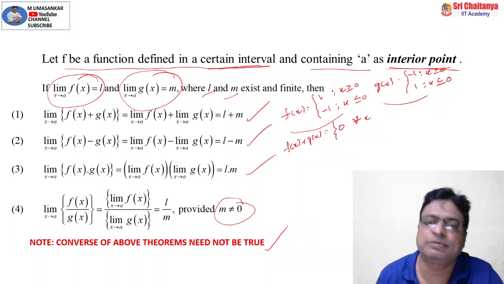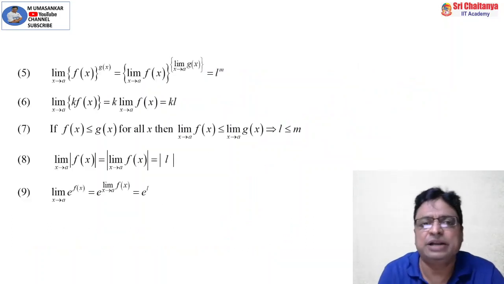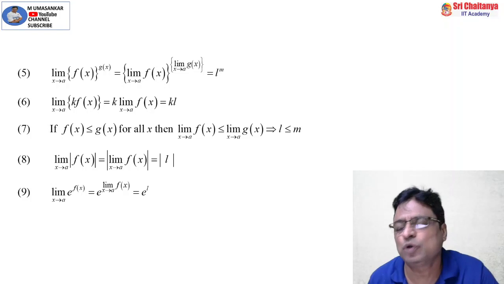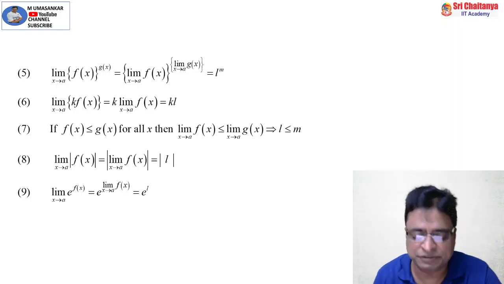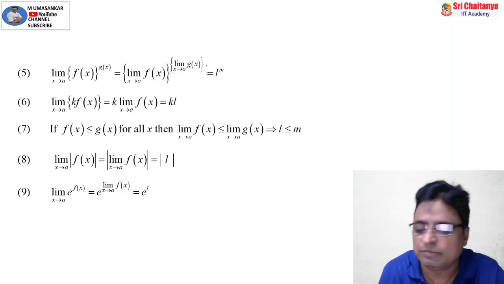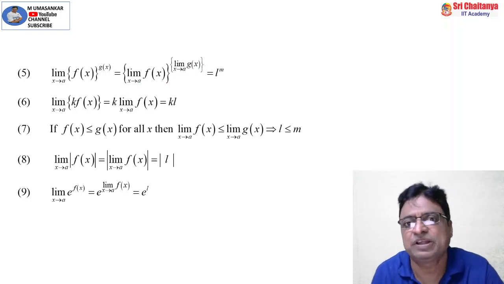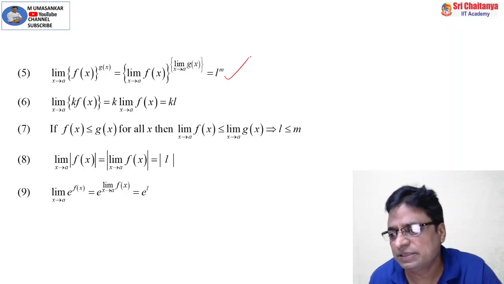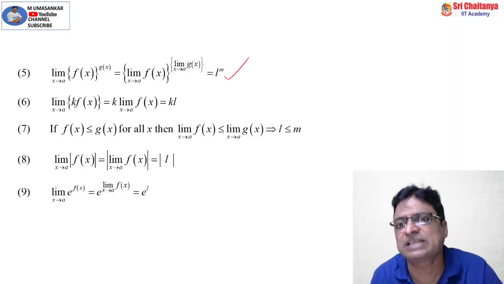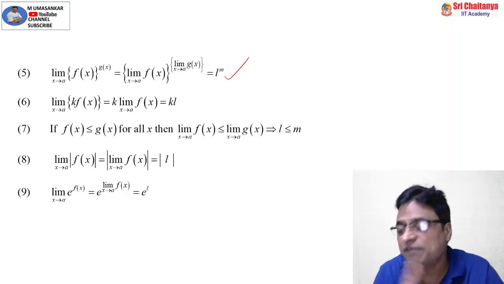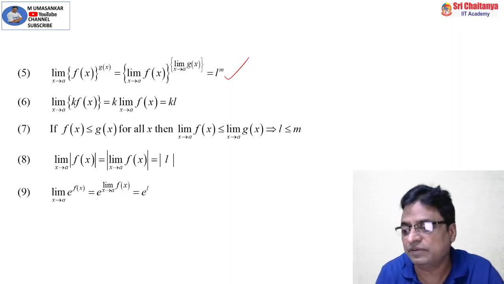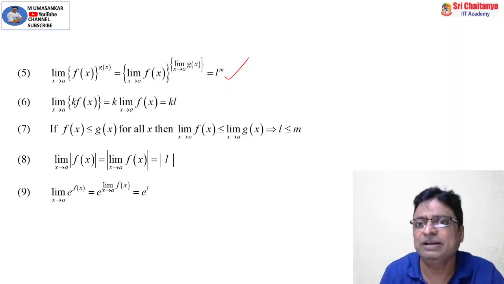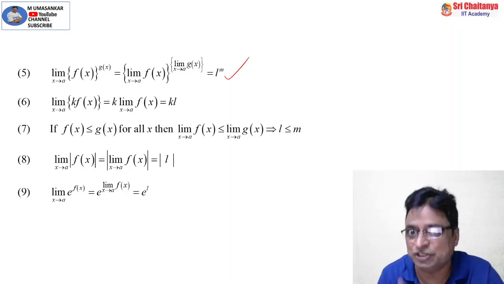Okay. Now coming to the next one: limit x tends to a of f of x whole power g of x is equal to, individually we can separate the limits for both the exponent as well as the function in the base, which is L power m. This is possible only if the functions f of x and g of x have finite limits. If it is in the form of 1 power infinity, or infinity power infinity, or 0 power 0, the story would be different. Here I am talking about finite numbers and other than 0 also.